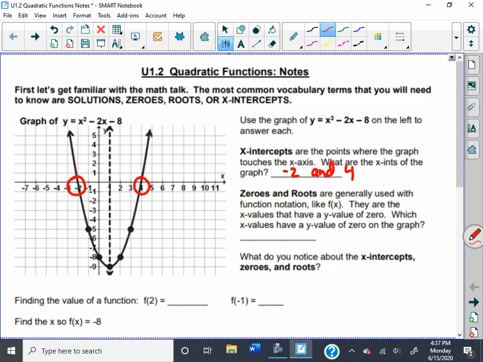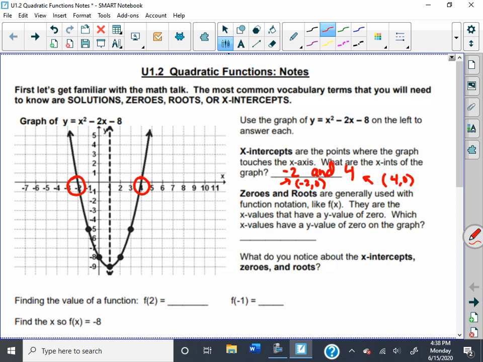Now zeros and roots are generally used with function notation like f of x. They're the x values that have a y value 0. Again, that's how you find x-intercepts. So again, this point right here, -2, since it's the x-intercept, its point is actually -2, 0. It has a y value 0. Okay, and then 4 is really just 4, 0.